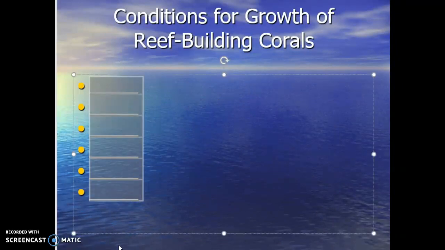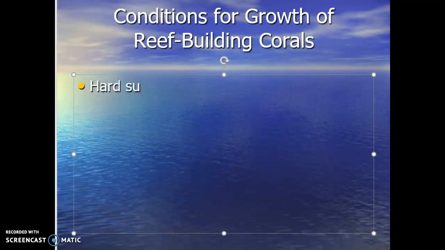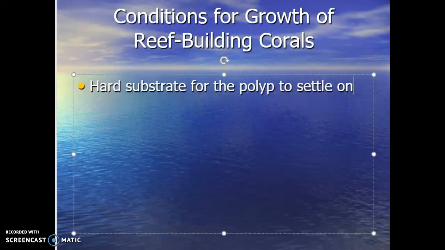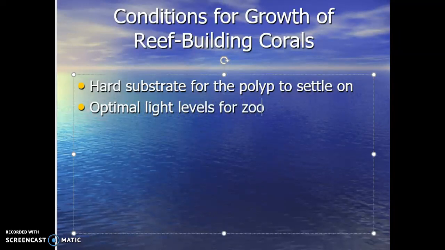So, okay, that brings us right into conditions for growth of reef-building corals. So the first condition is you better have a hard substrate for that polyp to settle on. If you don't have a hard substrate, you can't start the polyp. And then, do you have enough sunlight for the zooxanthellae? Because they're running photosynthesis. Without enough sunlight, if the water's too cloudy or it's too deep, zooxanthellae can't perform photosynthesis.